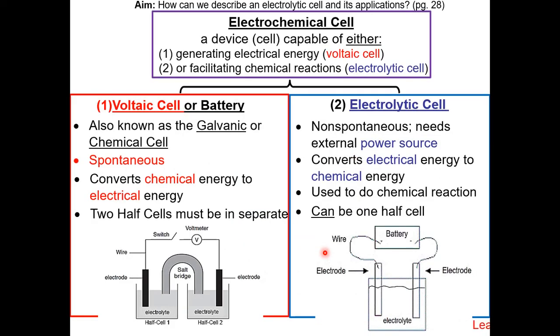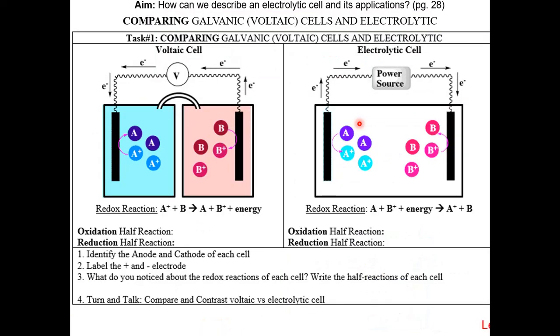This is from PowerPoint 5. Just as a review, both Voltaic cells and electrolytic cells are considered electrochemical cells. The Voltaic cell was covered in PowerPoints 5 and 6. This PowerPoint will focus on the electrolytic cell and its applications. Let's first compare Voltaic cell and electrolytic cell.